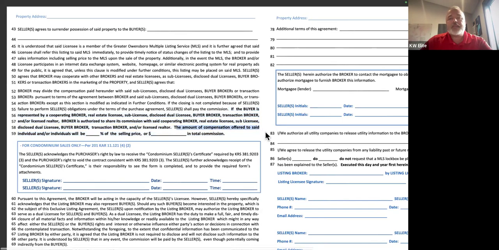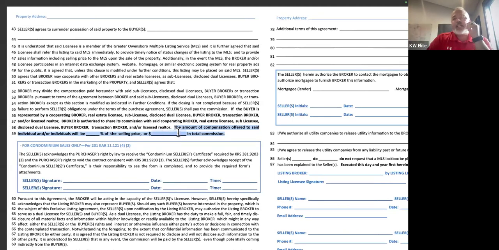Again, the amount of compensation offered to the individual or said individuals will be X% of the selling price or blank in the total commission. So here's where you're going to state what the seller is willing to compensate any buyer's agent, either by a percentage or in a flat number. It's one or the other.